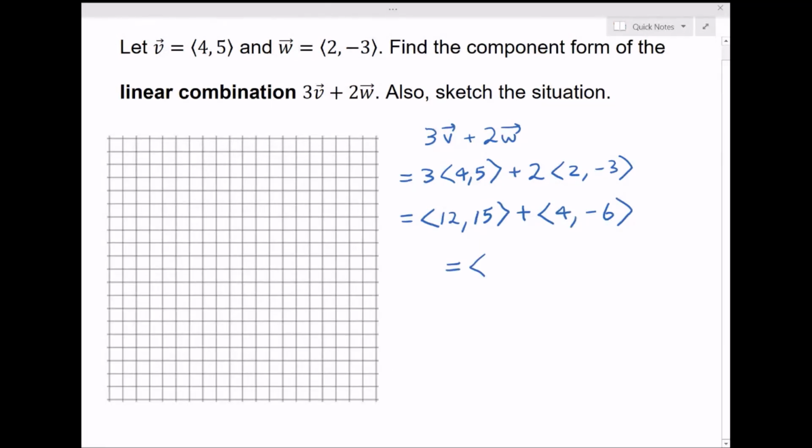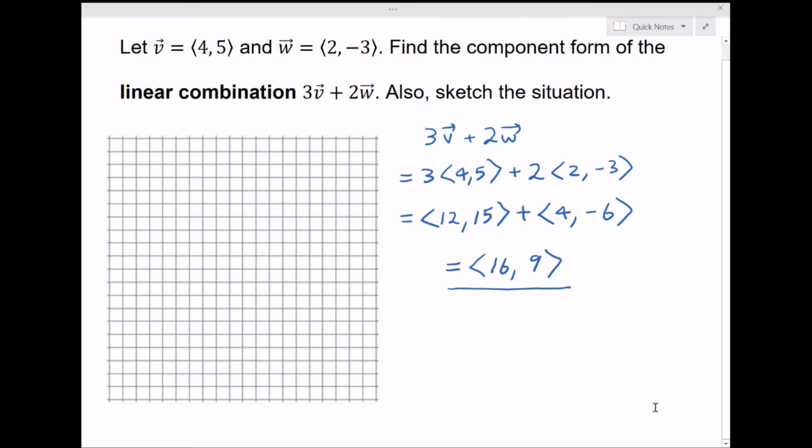And how we do that, remember, you add the corresponding components. So 12 plus 4 is 16. 15 plus negative 6 is 9. And so mathematically, that's our result. We're done. But again, let's visualize the situation, okay?